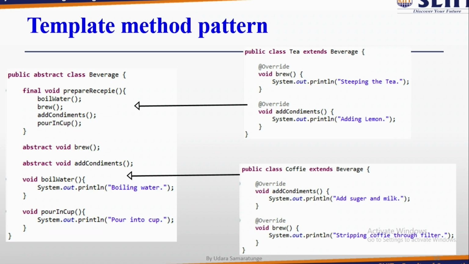So I can make this beverage class abstract, and boil water and pour in cup are common, therefore they are at the abstract level. But in the subclass, adding condiments and brewing differ: steeping the tea and then adding sugar, and brewing coffee through filters. So the varying things you put in the subclass.